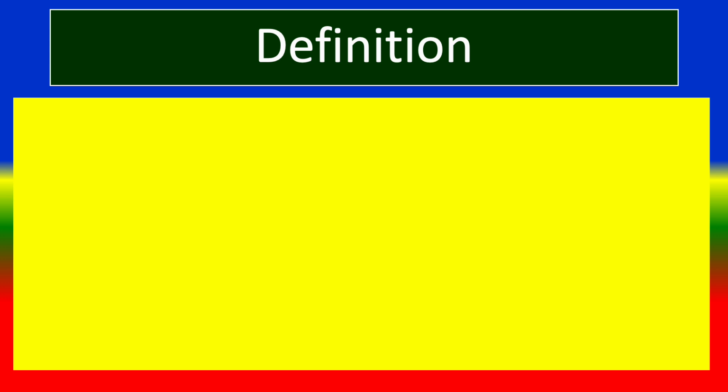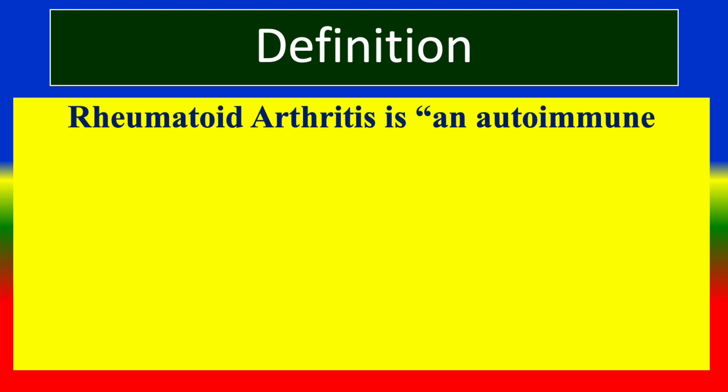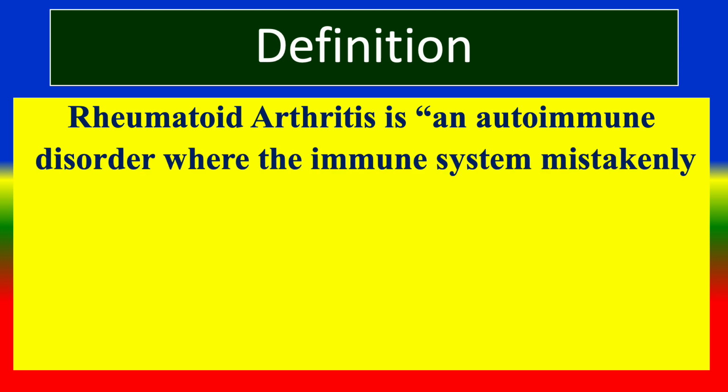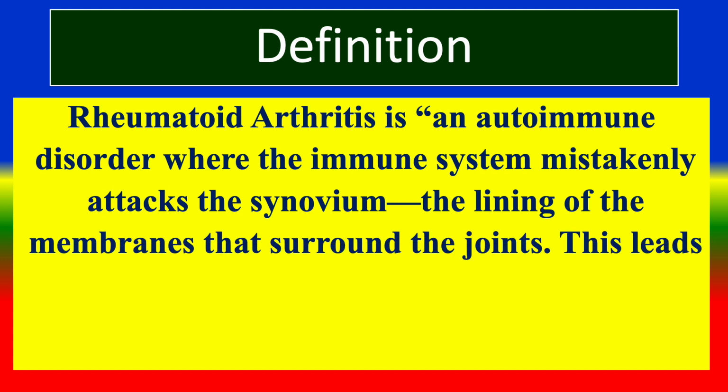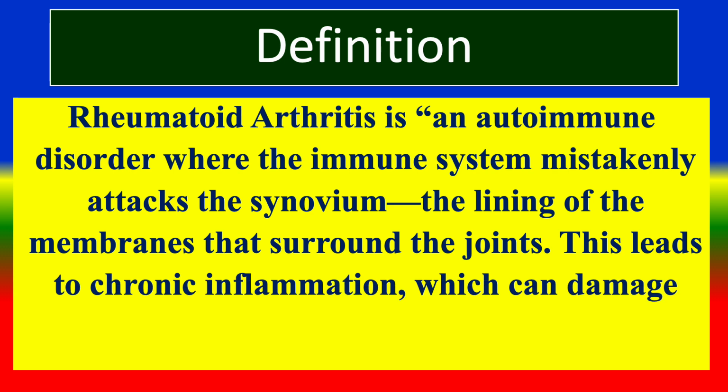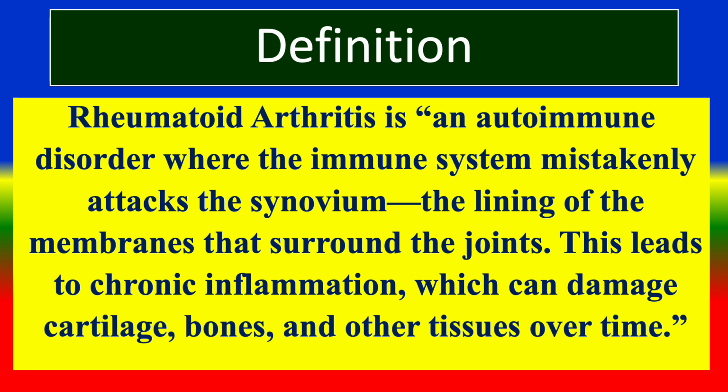Definition: Rheumatoid arthritis is an autoimmune disorder where the immune system mistakenly attacks the synovium, the lining of the membranes that surround the joints. This leads to chronic inflammation, which can damage cartilage, bones, and other tissues over time.